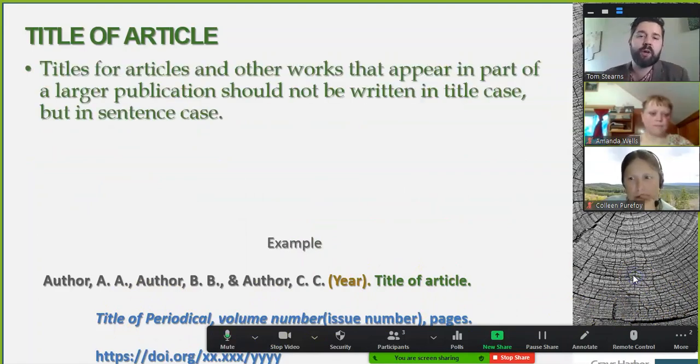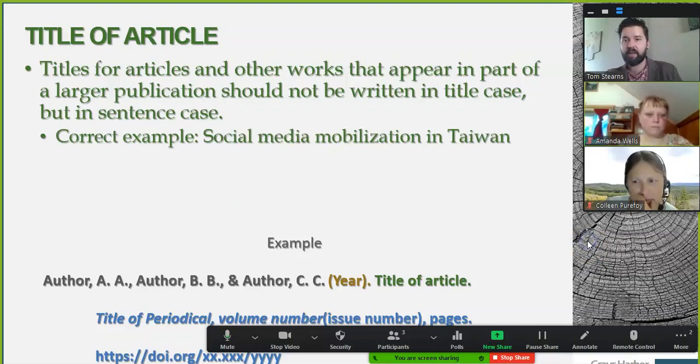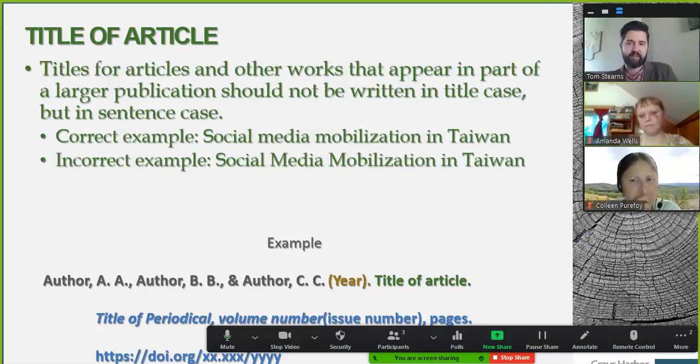So titles for articles and other works that appear in part of a larger publication should not be written in title case, but in sentence case. This is what Amanda was talking about earlier with words with 4 or more letters should be capitalized. When we have an article title, we don't do that. We don't do the title case. So if the title of our article is Social Media Mobilization in Taiwan, then this is a correct capitalization for this title. An incorrect capitalization for this title might look like this: Social Media Mobilization in Taiwan, where media and mobilization are both capitalized.